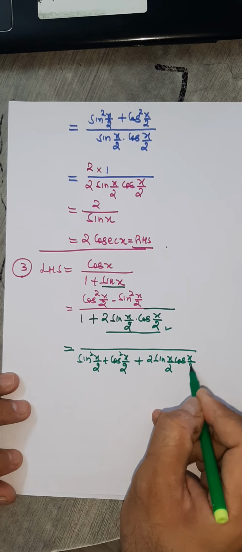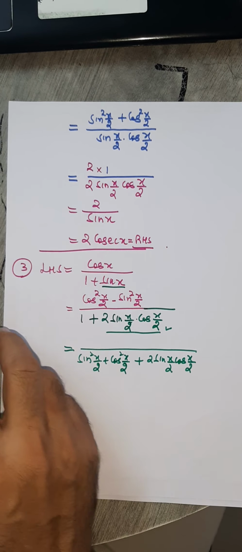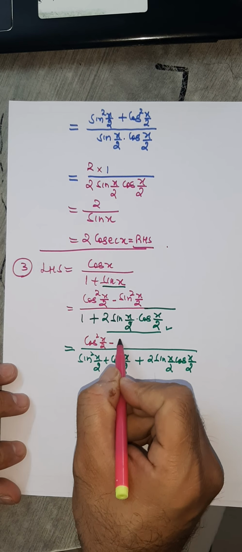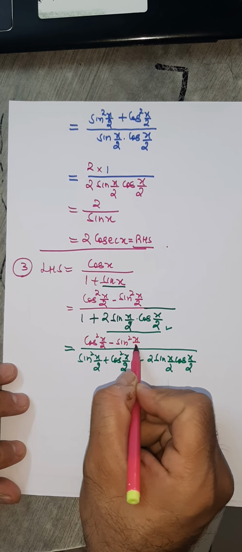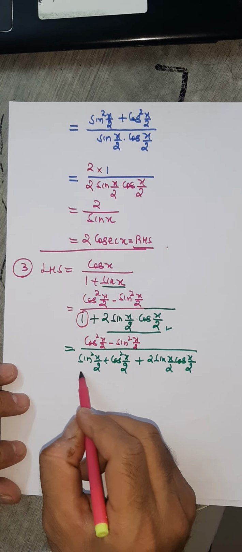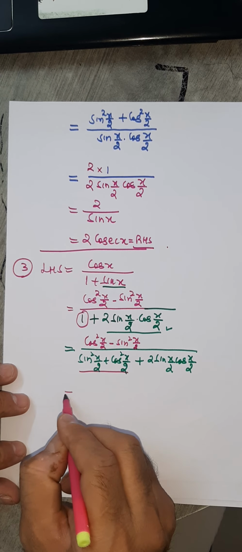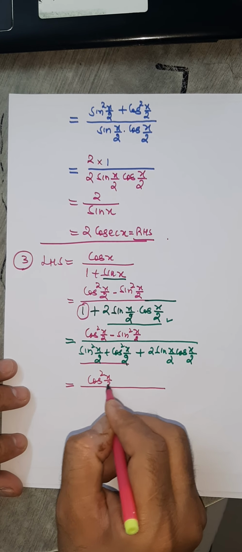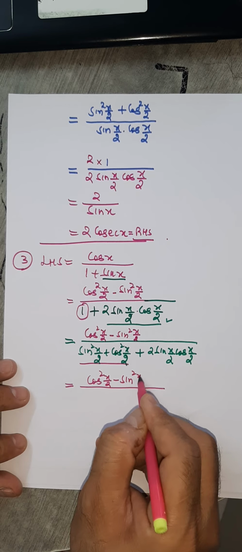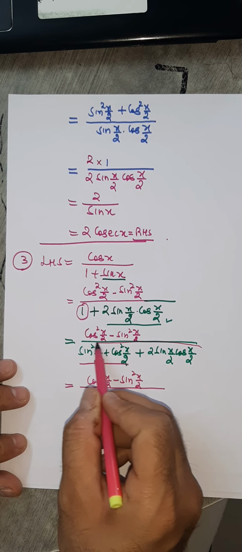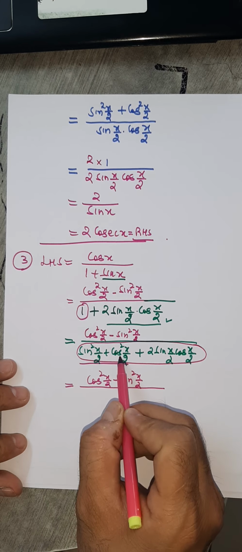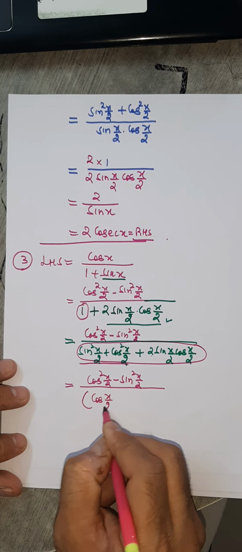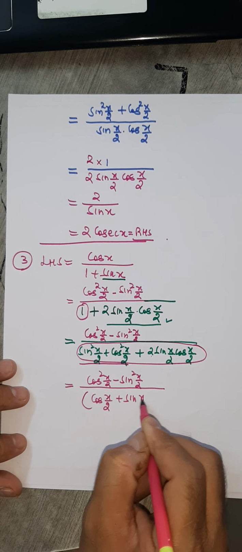What about the numerator? That is as it is: cos square x by 2 minus sin square x by 2. What I did here was just in place of 1, I wrote this. You know that this is 1. Why this? I'll answer the question. You will also realize, and this is very common in Trigo, now this is a perfect square: a square plus b square plus 2ab. So this is nothing but cos x by 2 plus sin x by 2, the whole square.